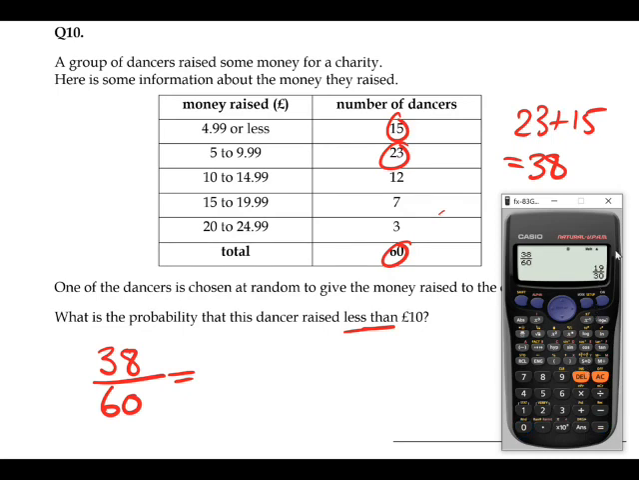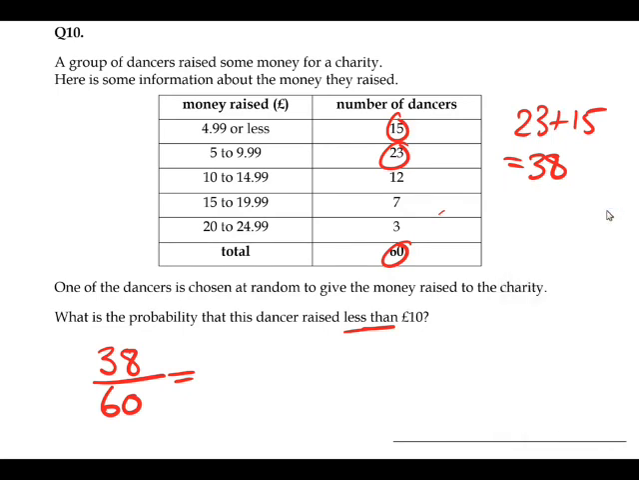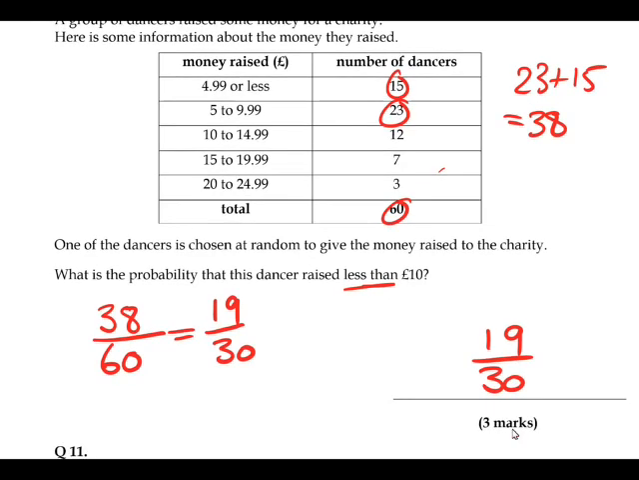And we have 19 over 30. And the calculator will always simplify it for you. So the probability is 19 over 30, and that is worth 3 marks.